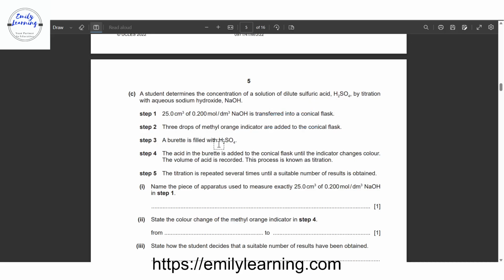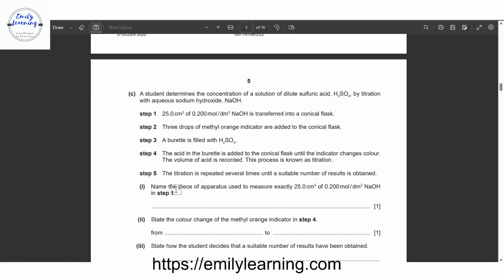Next, you fill a burette with H2SO4. Then the acid in the burette is added to the conical flask until the indicator changes color to orange. So therefore, you know that the titration is complete. The volume of acid is recorded. This process is known as titration. The titration is repeated several times until a suitable number of results is obtained.